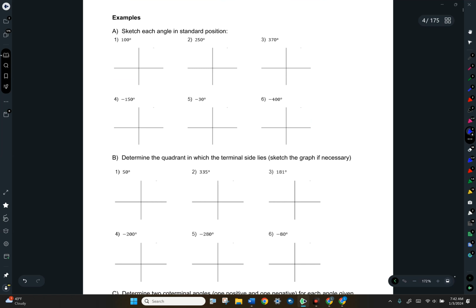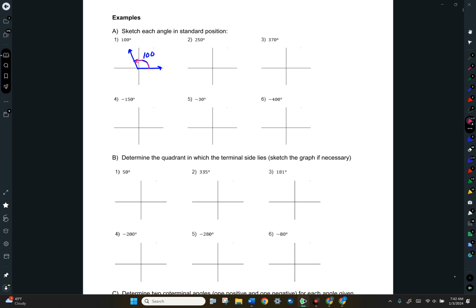Okay, so let's do a lot of drawing pictures here, because that's really what this 6.1 is all about. So sketch each angle in standard position. So 100 degrees, well, we just did that. Here's my initial side. If I rotate 100 degrees, I'm going to come past the 90-degree mark to 100. And it's important when you're drawing angles that you show this arrow, because it represents the rotation.